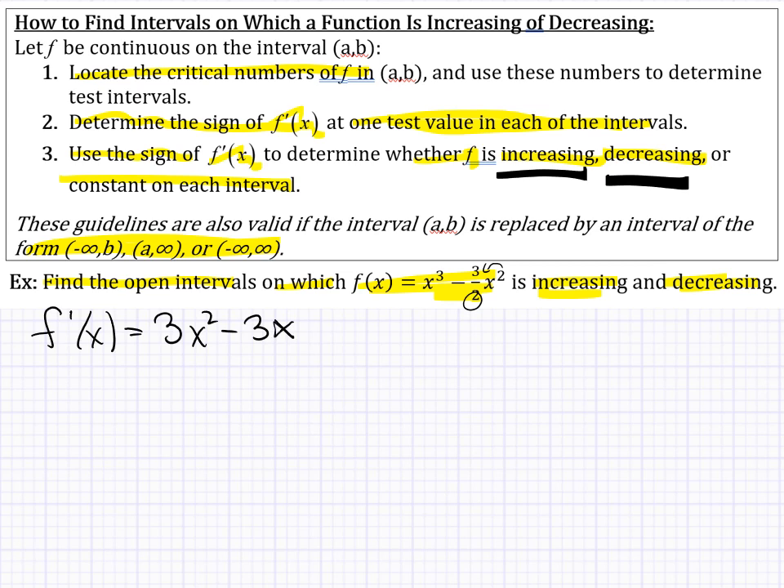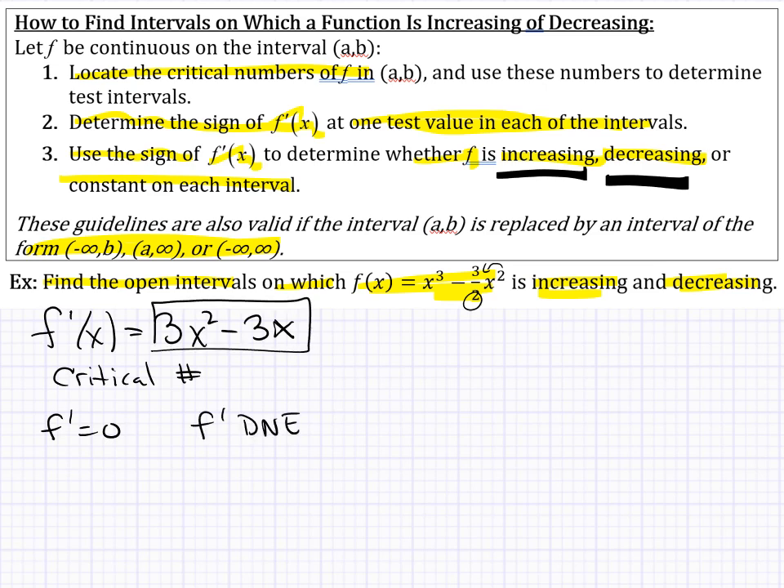So in order to find the critical numbers, we need to find where the derivative equals 0 or where the derivative does not exist. Again, the derivative is a polynomial function. It exists everywhere, so we don't worry about that. That's not going to happen every time. We'll get some examples where we have to worry about it not existing. But it could equal 0.